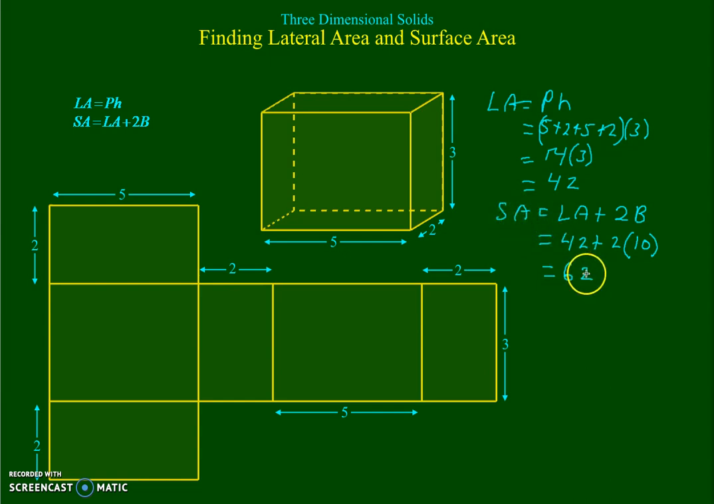And there's our surface area. So we just did lateral area, perimeter times height, gives us 42. Surface area is lateral area plus 2 times area of the base, 62. Let's go ahead and work another example.